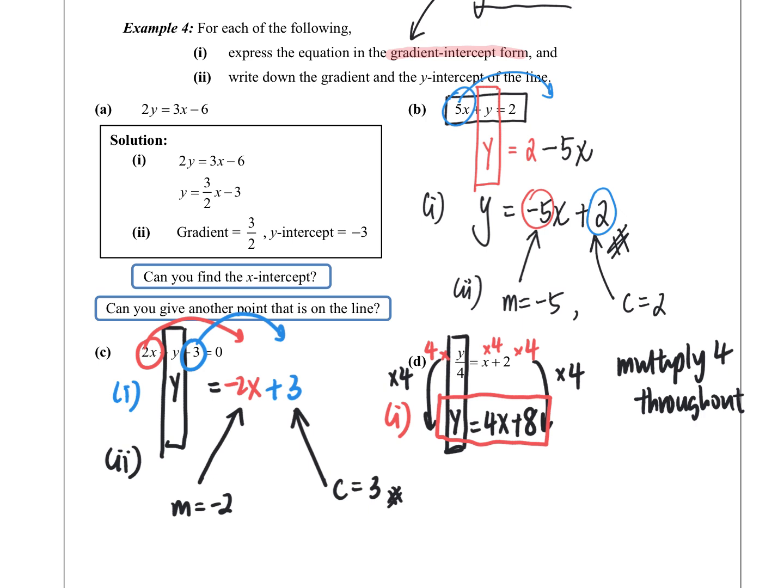Because the 4 and the 4 cancels out. Okay, so this is your gradient.